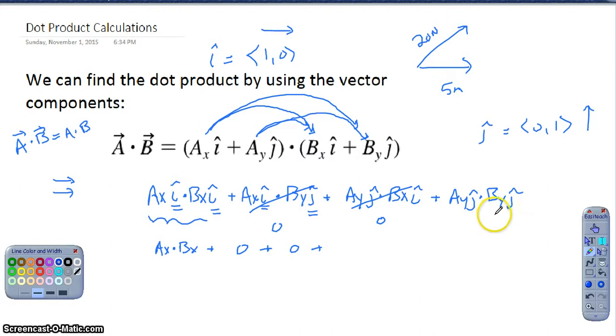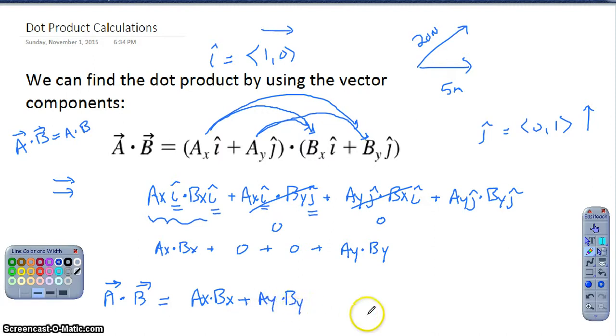So when I look at my last term, these two are going the same direction, right? J's are both going upward. So this would be AY times BY. Even though it looks very complicated at first, this whole thing boils down to this: if I have the dot product of A and B, then it is just AX times BX, the horizontal components multiplied, plus AY times BY, the vertical components multiplied.